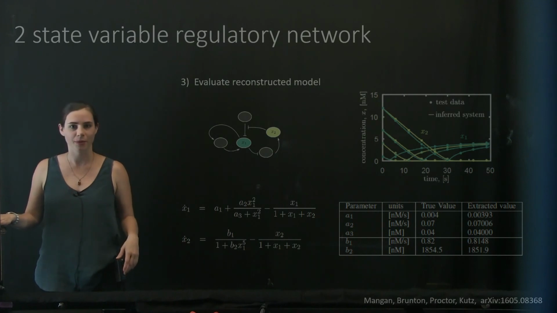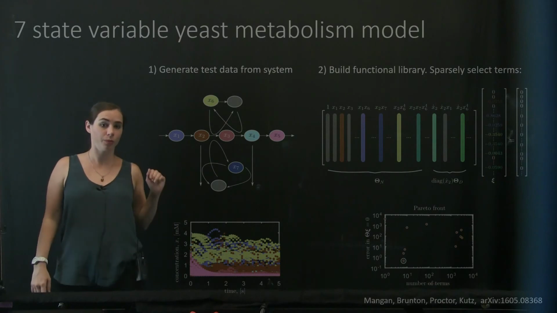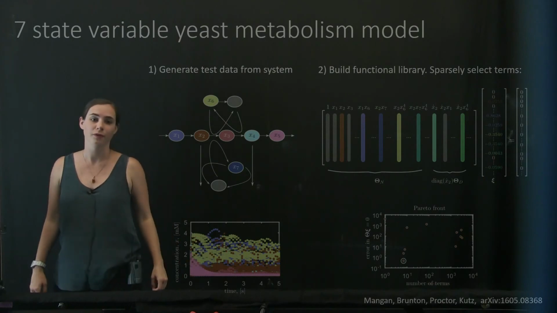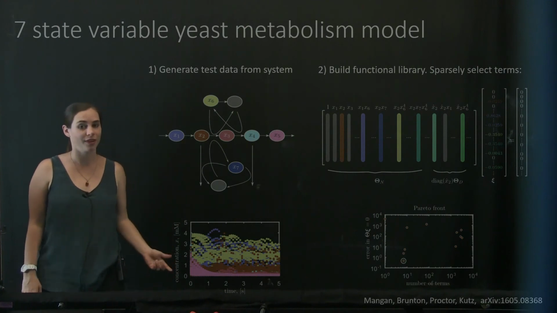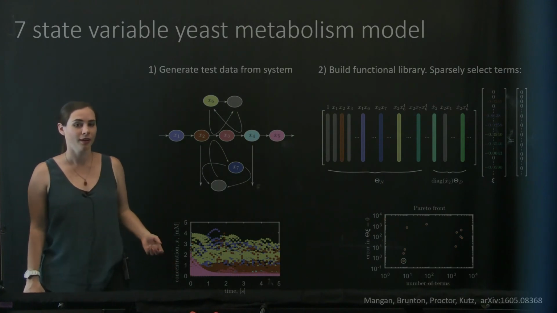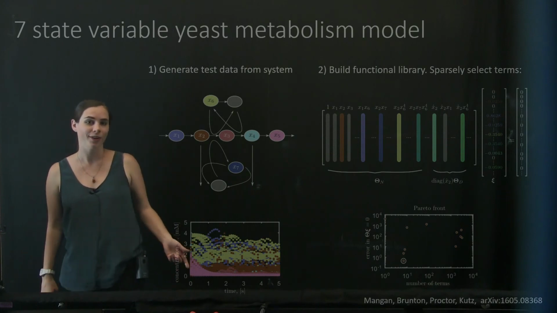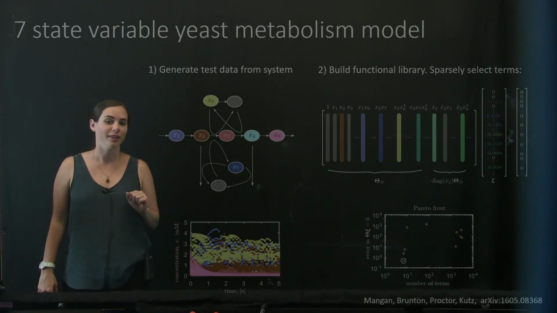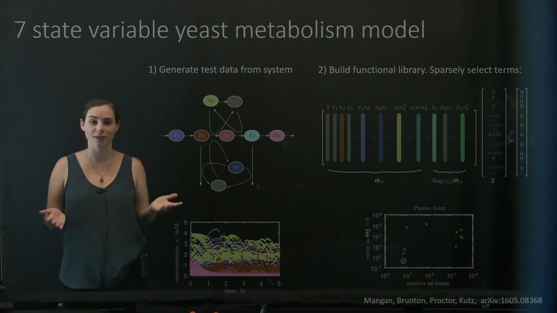So the last example is the 7-state variable model, and again, I'm showing you the network. This one requires a lot more data. Unfortunately, at this point, I would say it requires a prohibitive amount of data. It's more than the amount of data that a biologist or a bioengineer would necessarily take on this network. But I still have confidence that this method could be usable.